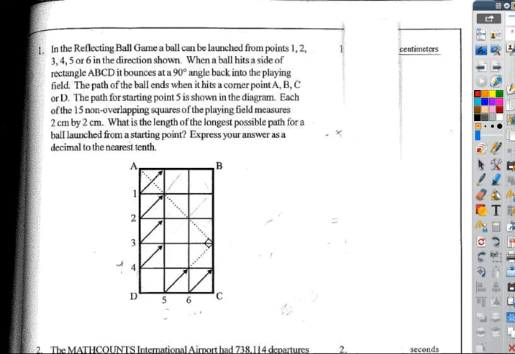For question 1, the first thing that you want to do is make a table of all the different starting points and how long it will take to get to the middle. So what you first want to do is go and make a table.